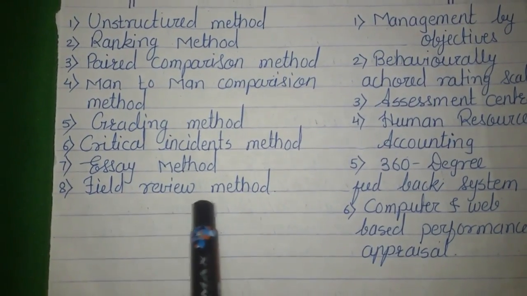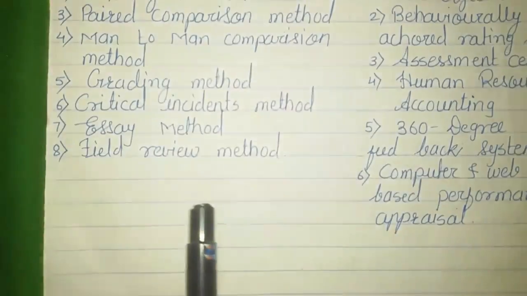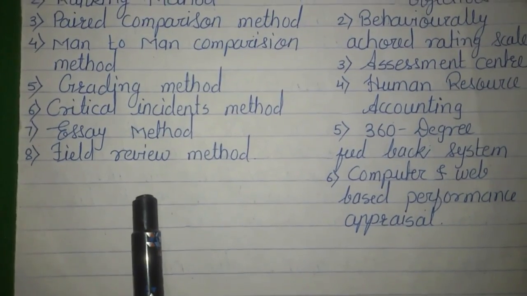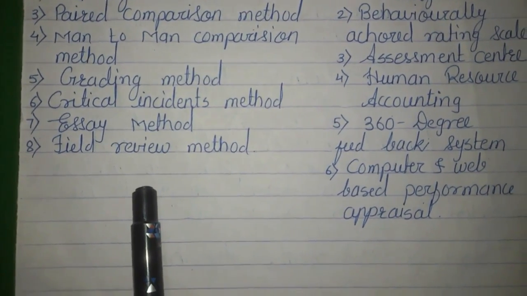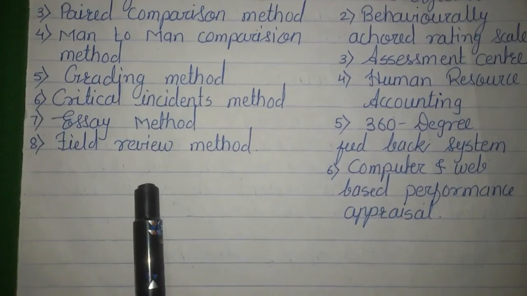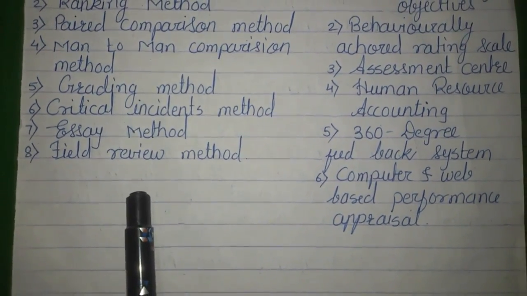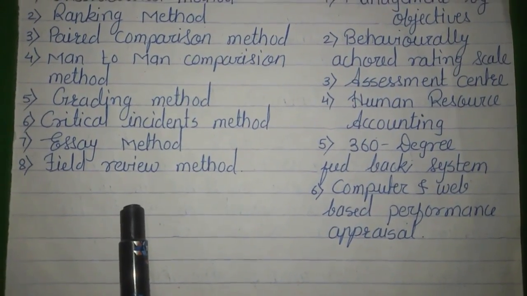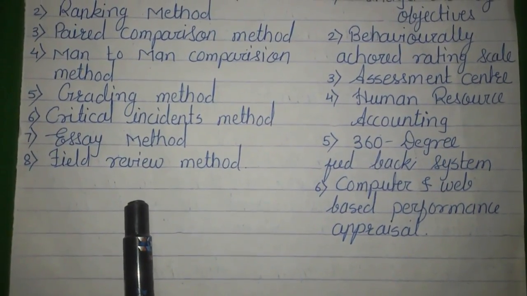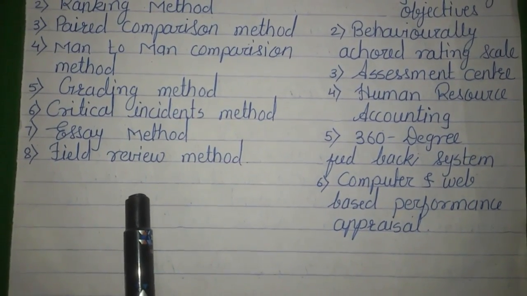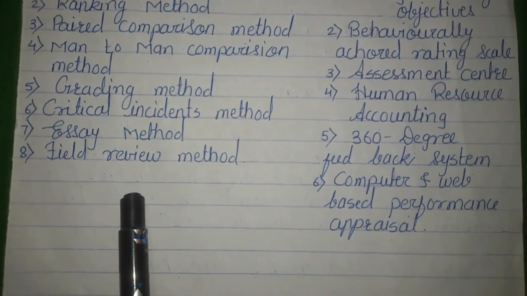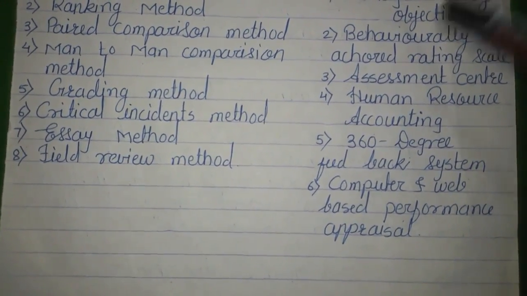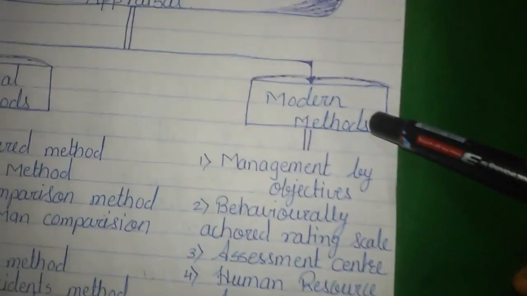Next, field review method. Under this method, the supervisor is interviewed from various departments, from a human resource expert. He has a list of questions with him and he is going to ask the questions to the employees and tick mark the questions which are there for the employee and cross mark the questions which are not for that employee. This is what field review method means. If that employee has that quality, then we will tick it, and if he does not have that quality, then we will cross mark it. Okay, now we'll move to modern methods of performance appraisal.